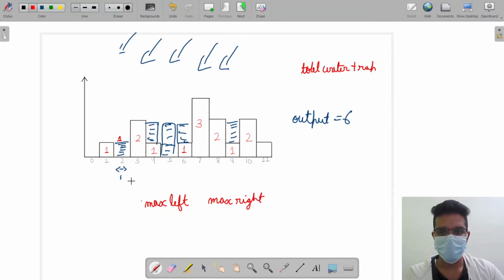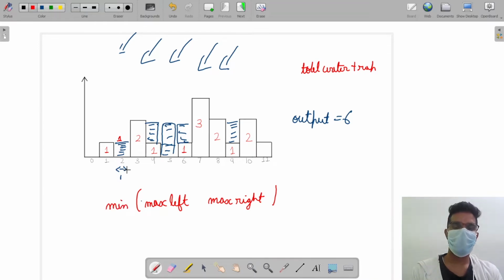Whatever is the minimum of max left and max right, that much amount of water you can store at your index. Perfect. So here, as we can see in the ninth index, it is equal, right? Your max left and max right. So that means you can here store 2 units of water.